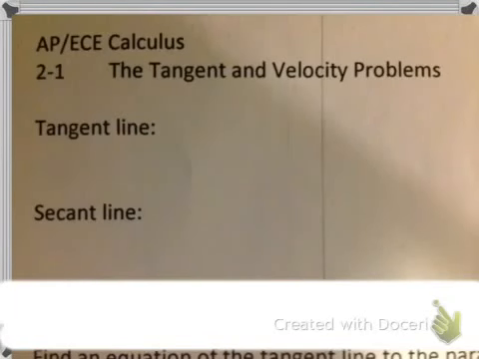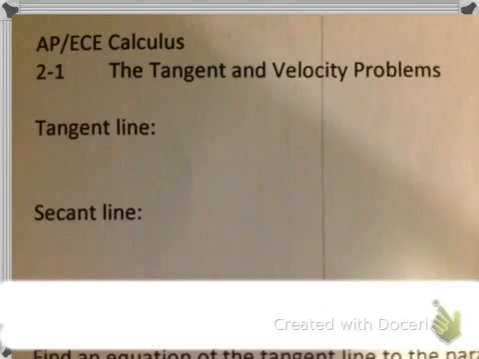So we will now start with Chapter 2, which is going to deal with our first main topic in calculus, which you remember is limits. This is just going to introduce you to the tangent and velocity problems, as Section 2.1 is called.